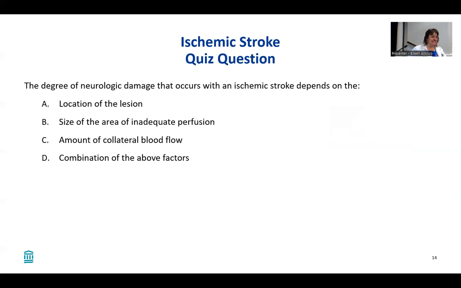Another question for you. The degree of neurological damage that occurs with an ischemic stroke depends on either the location of the lesion, the size of the area that has inadequate perfusion, the amount of collateral flow, or a combination of all those factors.